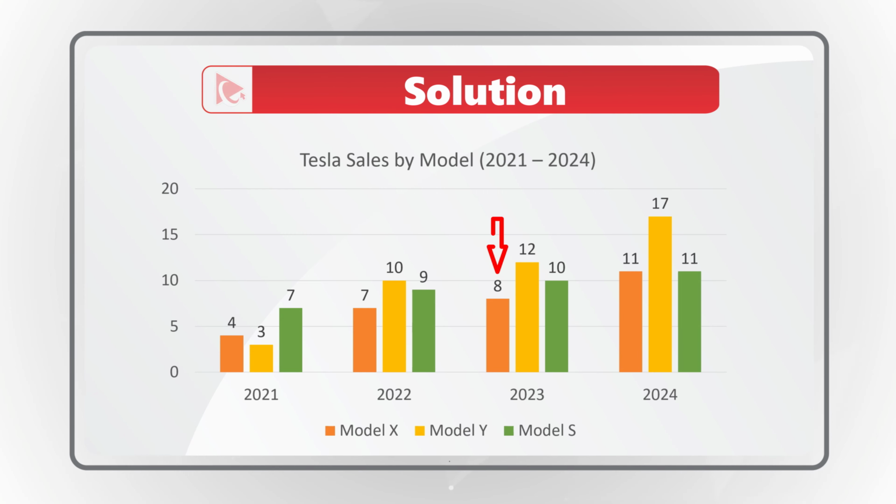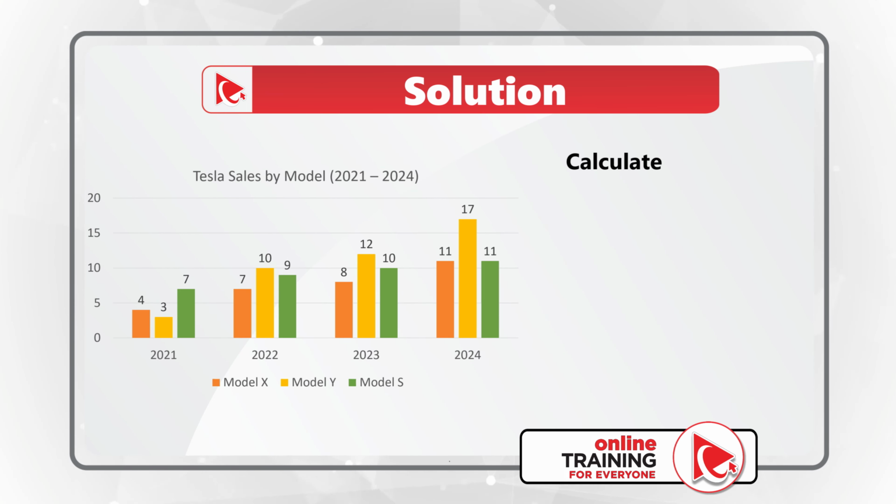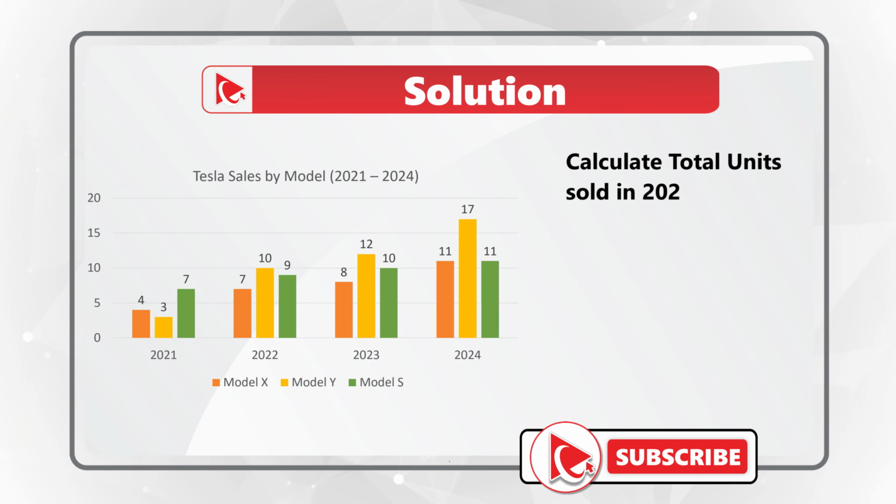You can see that we sold 8 units of Model X, we sold 12 units of Model Y, and then 10 units of Model S. So total units sold in 2023 would be 8 plus 12 plus 10 equals 30.